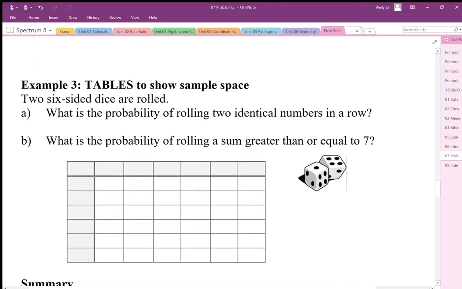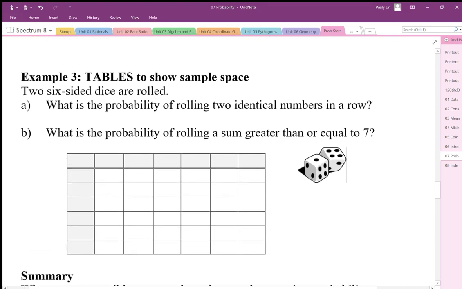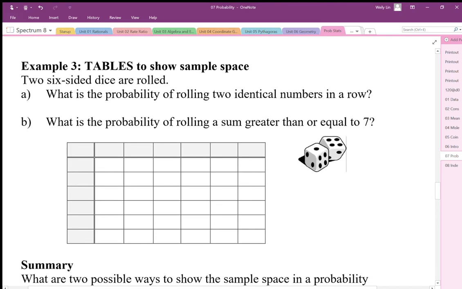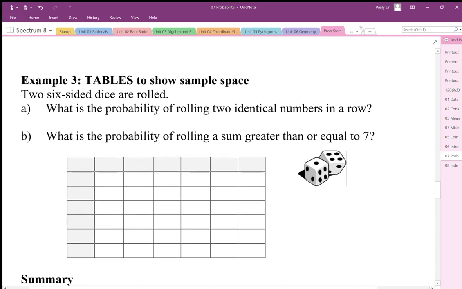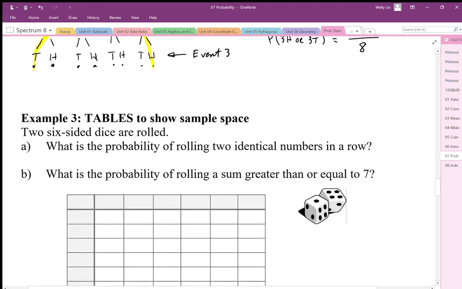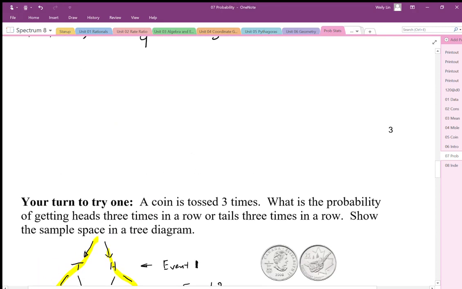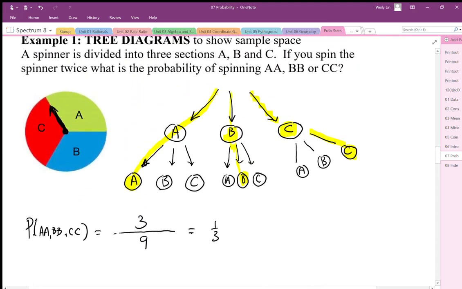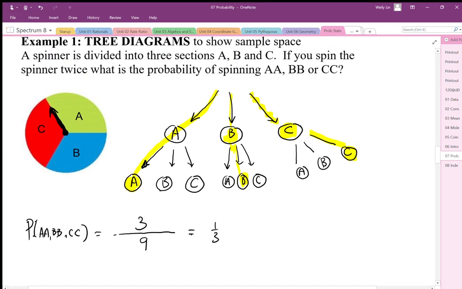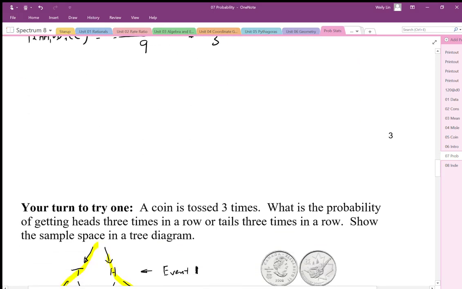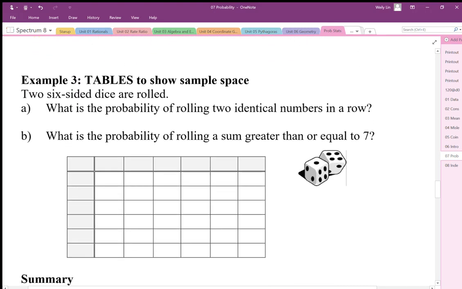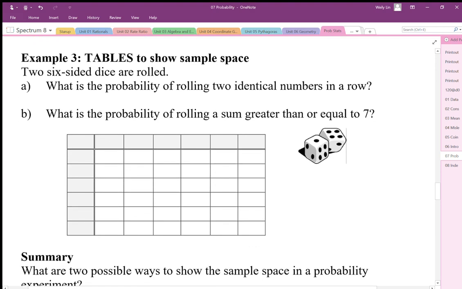So another way to show probability sample space is tables. And in fact, when we have 2 events, it's actually better to use a table. That's my personal opinion, but I think tables are better because they're nice and clean. They're much easier to keep track of. So this one here, we had 2 events, and we drew a tree, and it looks a bit messy actually. But we can do a 2 event probability in a table better, especially when we have lots of outcomes.